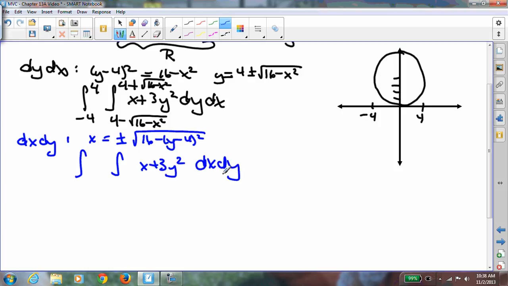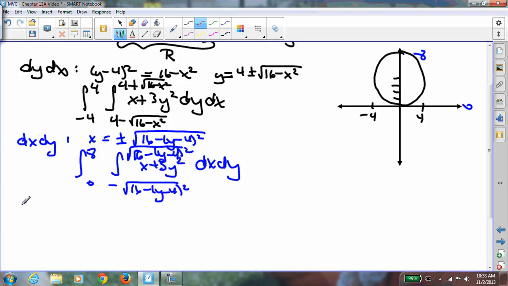The left side of my region would be the left equation for x, so that would be negative square root of 16 minus (y minus 4) squared. And the right side would be the positive square root of 16 minus (y minus 4) squared. And then my y values for this, now again, it's a circle of radius 4, so it's starting at 0 and it's ending at 8. So y would go from 0 to 8. That's the dx dy. Now, the last one I want to do is polar.